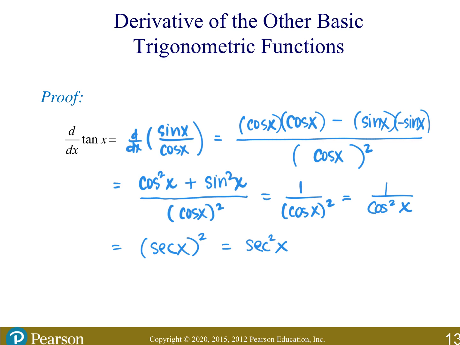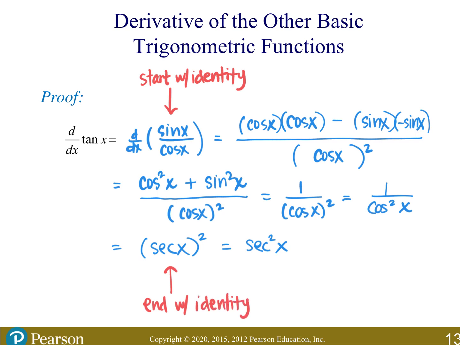So we see identity in two places. We start with an identity here. Then you do the quotient rule. And then you end with an identity at the end, based on what fraction you end up with. Okay? All right.